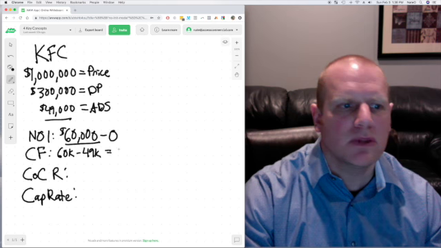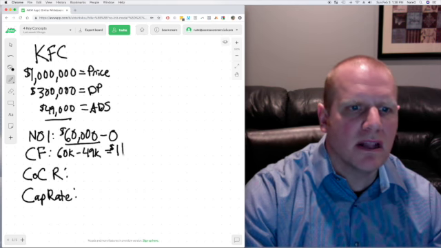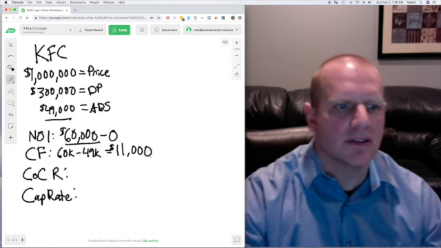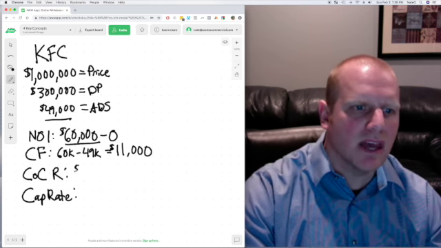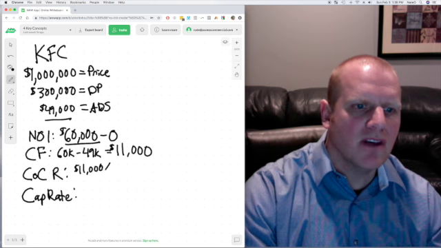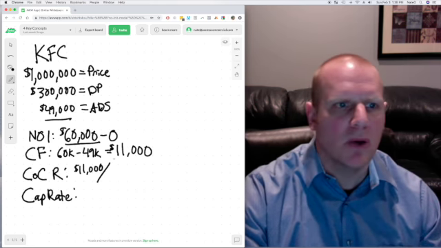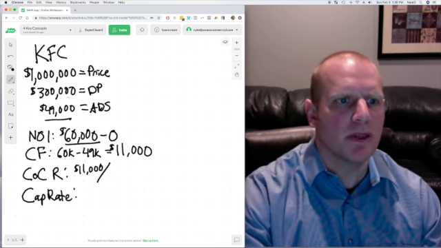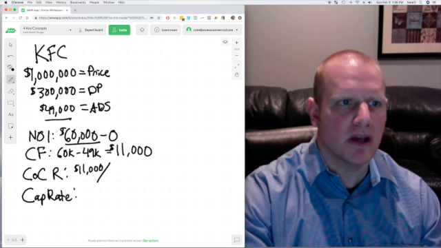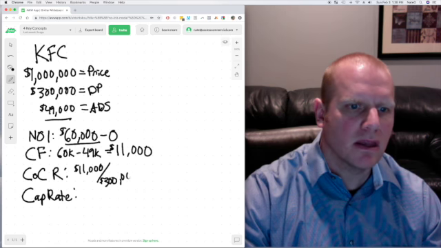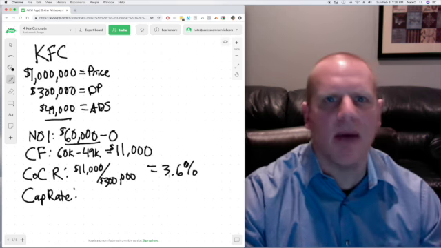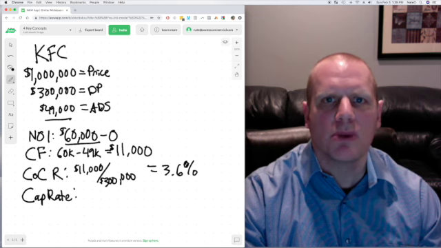Cash flow annually is $11,000. To get the cash on cash return, we're going to take that $11,000 and divide it by the down payment for our loan. And remember, we put 30% down for this $1 million restaurant, so that's $300,000 is 30% of that. That makes the cash on cash return 3.6%.